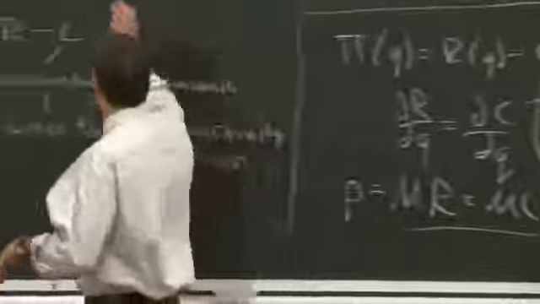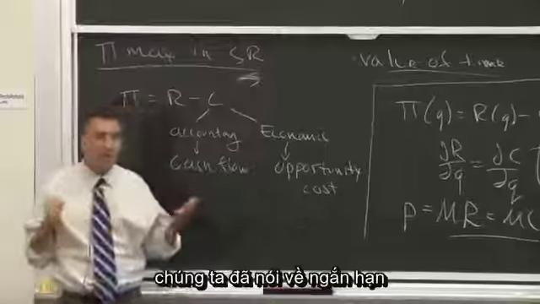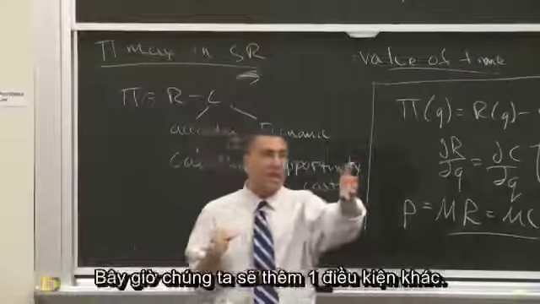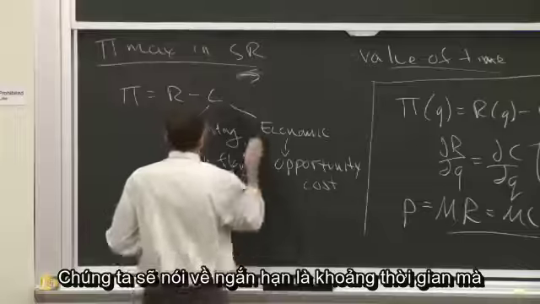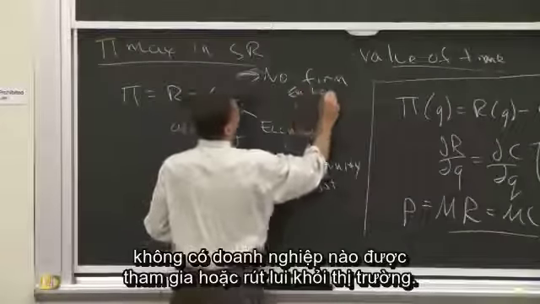So in the short run, when we talk about competitive markets, we talked about the short run being the time over which capital is fixed. Now we're going to add another condition. We're going to say the short run is the period of time over which there's no firm entry or exit.